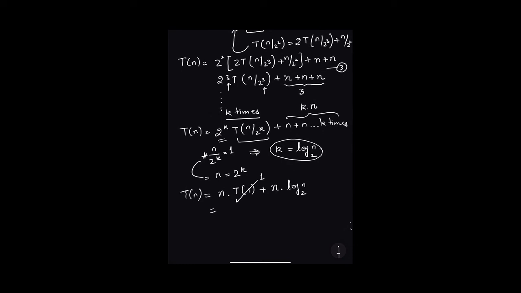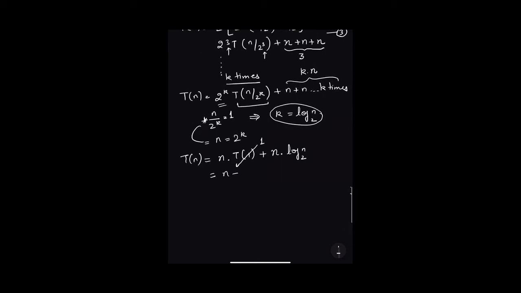So the total value that I am receiving is n plus n log n base 2, right? So now, which is the highest power, n or n log n? n log n base 2 is greater than n. So I can say that T(n) is order of n log n.